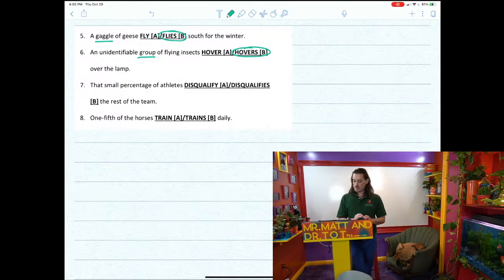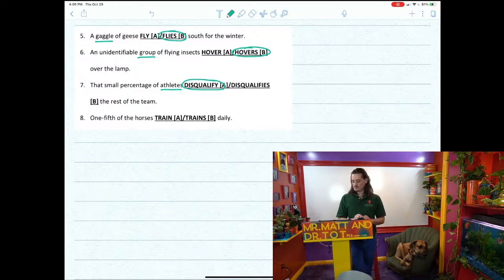7, that small percentage of athletes disqualify or disqualifies the rest of the team. So the small percentage is indicative of a portion, so we're guided by the noun that comes after the preposition of. So we're talking about the noun athletes as the true subject. Athletes is plural. Plural nouns usually end in S, so plural verbs usually do not end in S. So we want the verb disqualify. That small percentage of athletes disqualify the rest of the team.